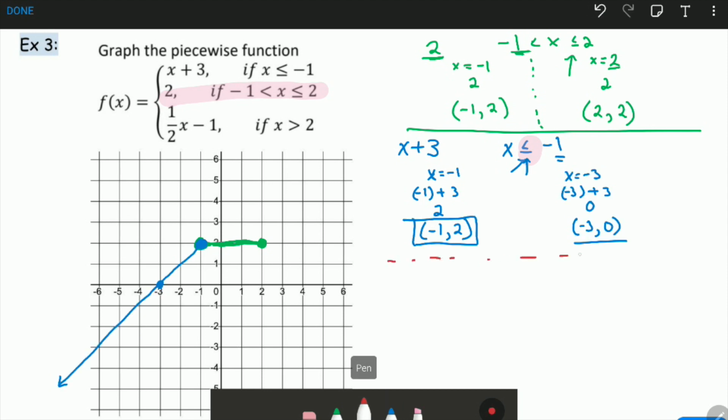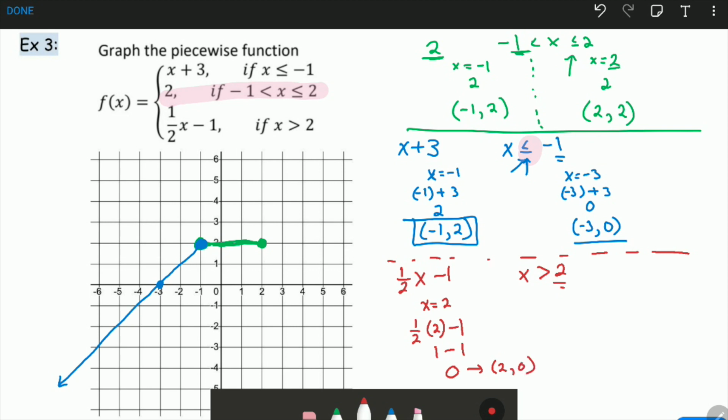We have one more piece. So 1/2 x minus 1 when x is greater than 2. Just like before, we have one endpoint, so we're going to go ahead and plug that in. x is 2 for that one endpoint. So 1/2 times 2 minus 1. 1/2 times 2 is 1. 1 minus 1 is 0. So that endpoint is 2 for the x, 0 for the y. And as far as open or closed, we have just a greater than sign, so it is open. So 2, 0, open dot.